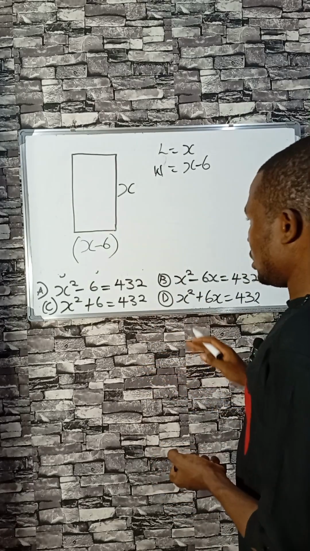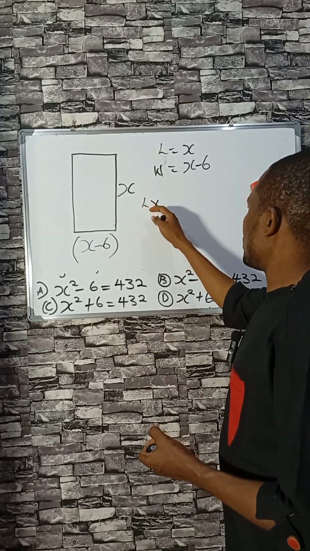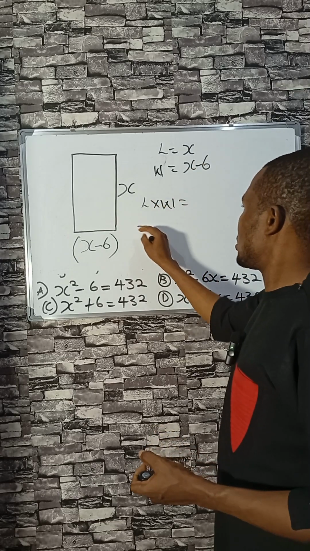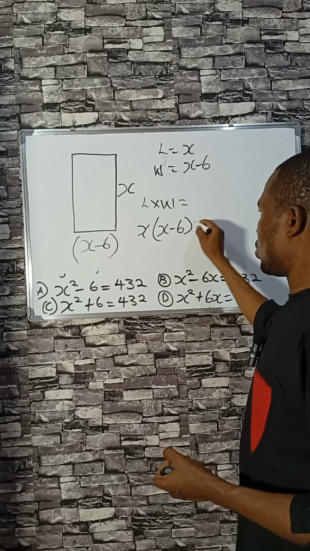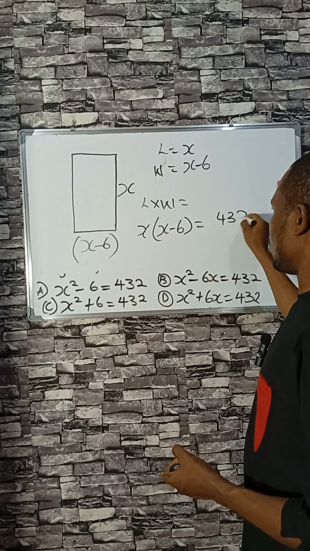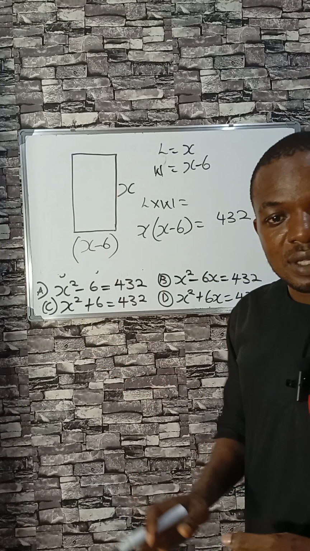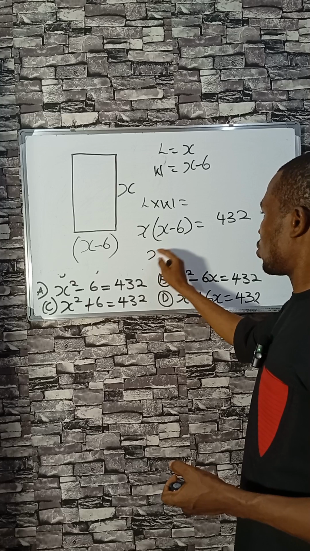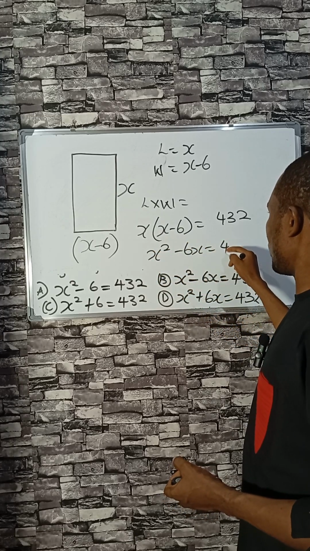Then we are told that the area is 432. That means length times the width will give you 432. So the length x times the width, which is x minus 6, gives you 432. Remember, we are looking for an equation that can be solved to give us the length of this rectangle. So this will give you x squared minus 6x equals 432.